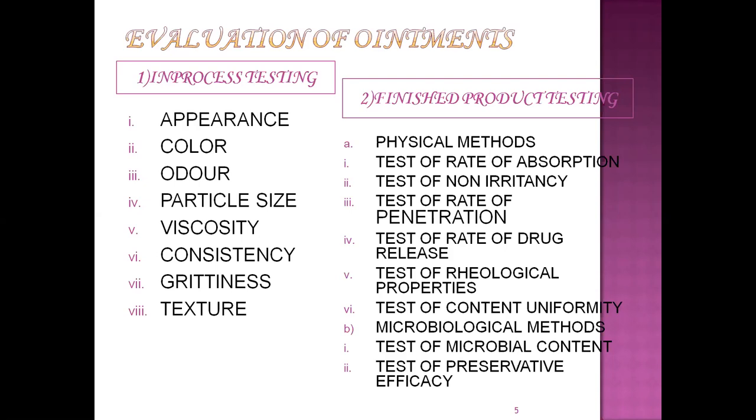The first one is in-process testing. What is to be tested in-process? There are eight: first, the appearance of the ointment; second, color; third, odor; fourth, particle size; fifth, viscosity; sixth, consistency; seventh, grittiness; and the eighth is texture. So these are the eight minimum in-process evaluation tests to be done for ointments during the process.